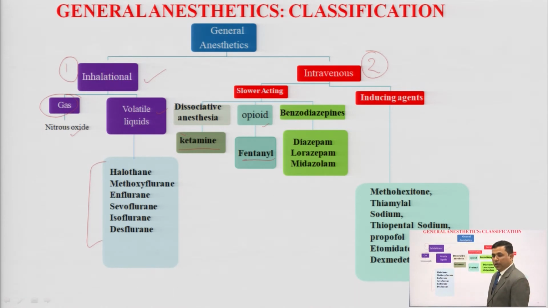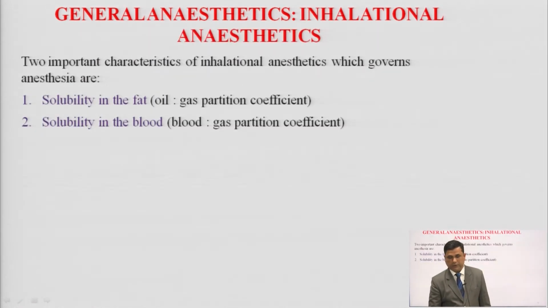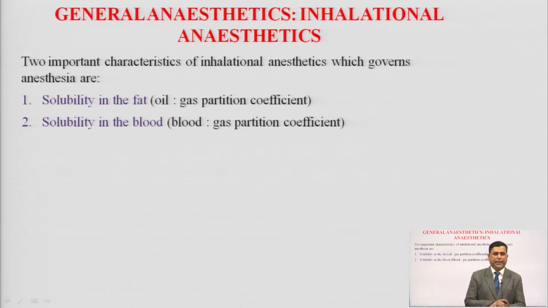The inducing agents are the more common ones. They include methohexital, thiamylal, sodium thiopental, propofol, etomidate and dexmedetomidine. These are the inducing agents used as general anesthetics. So, in the general anesthetics, first I will discuss the inhalational anesthetics.